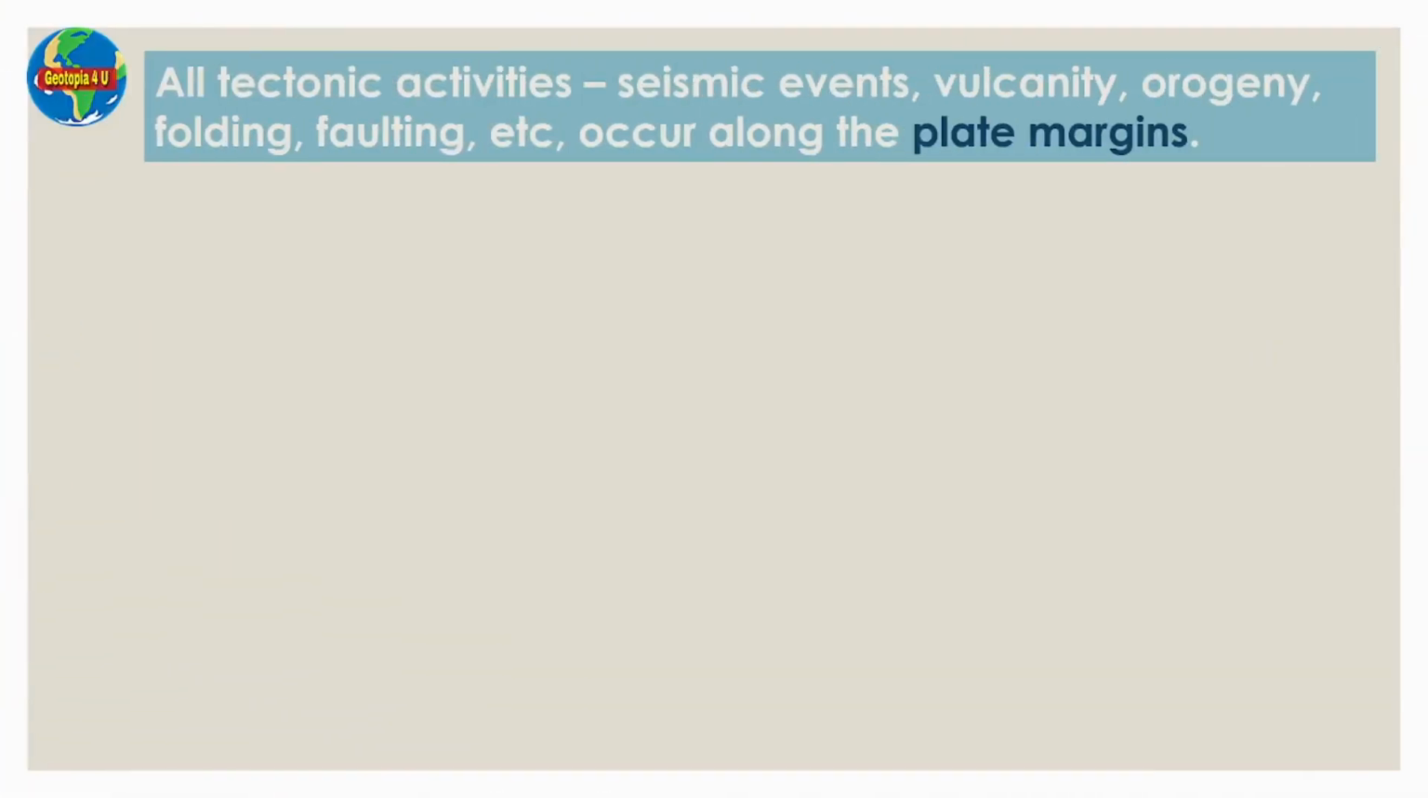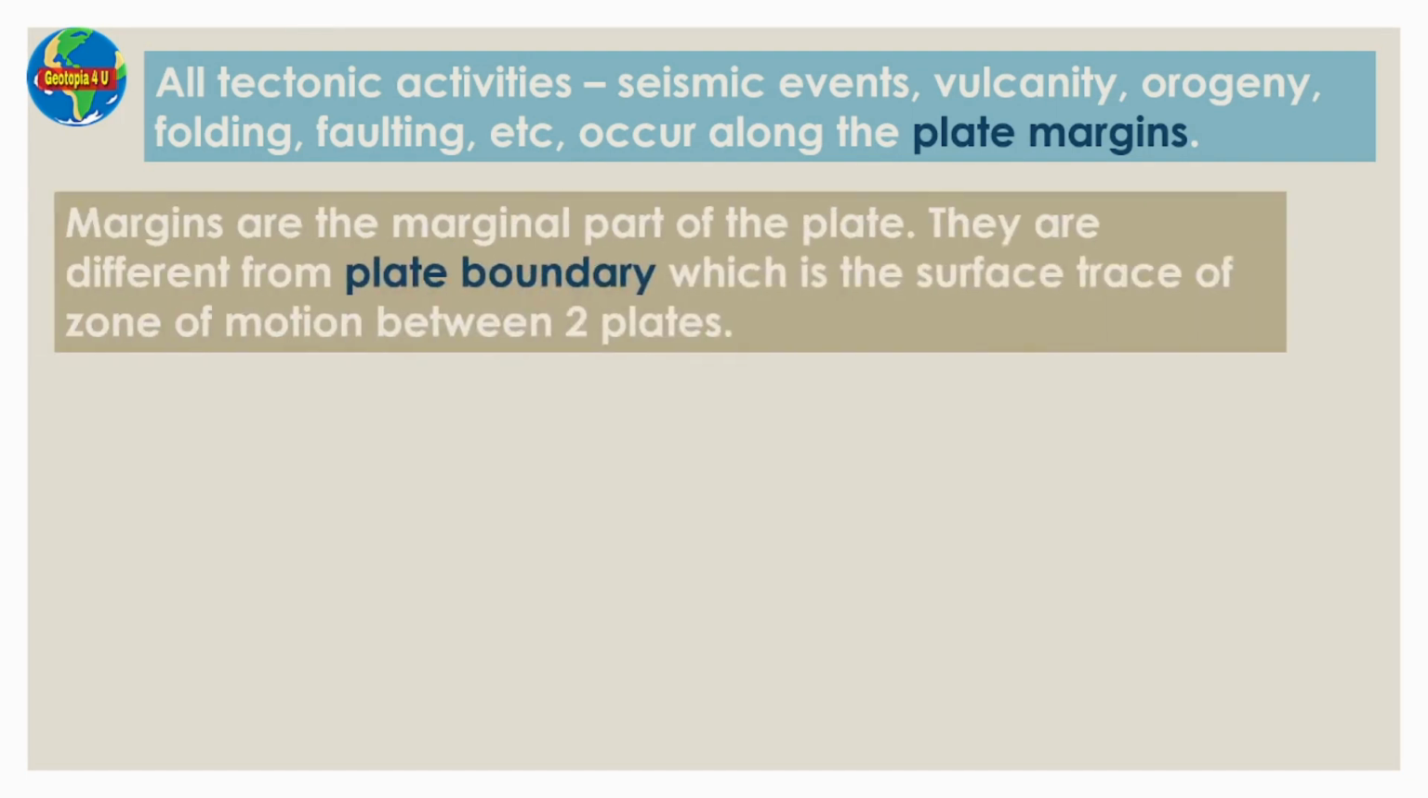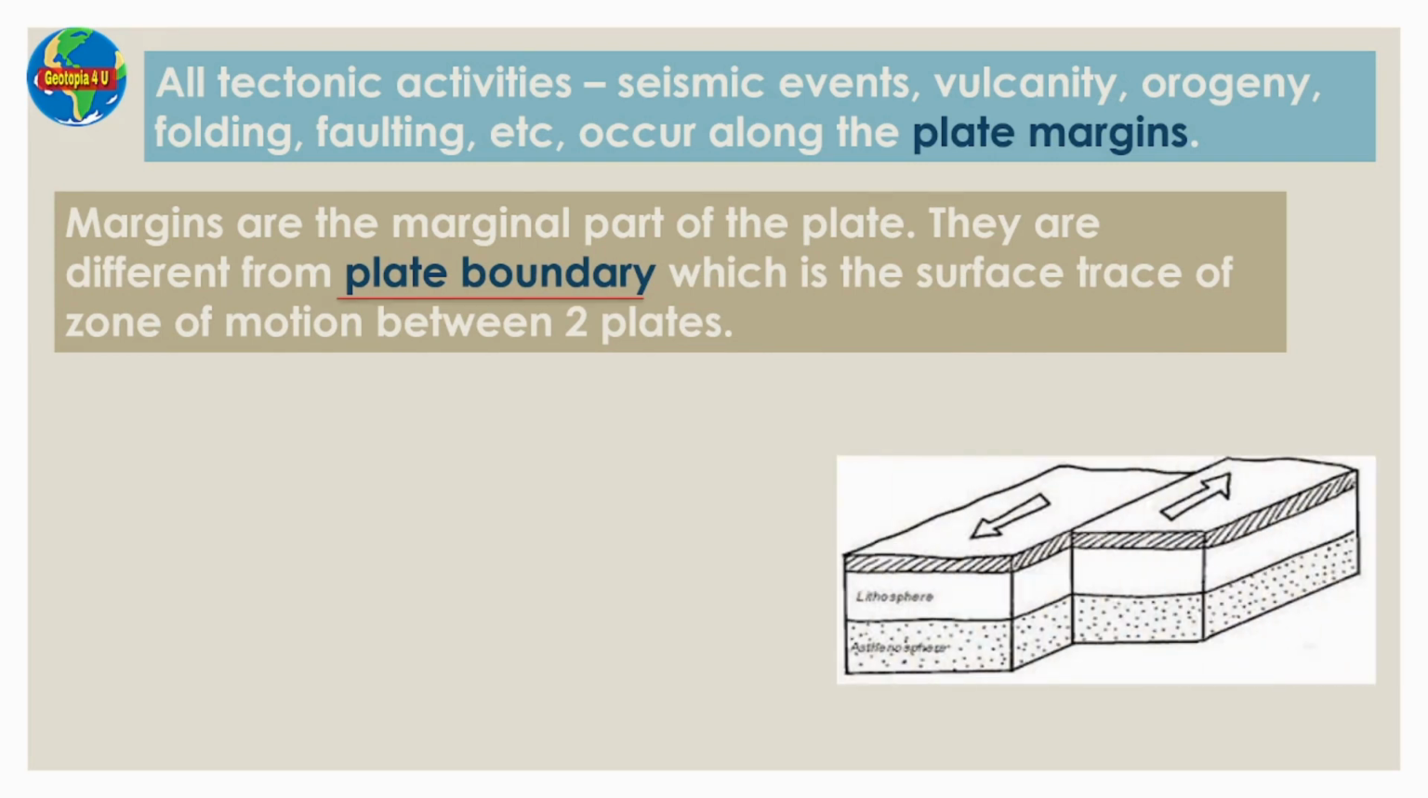All tectonic activities like seismic events, volcanicity, orogeny, folding, faulting, etc. occur along the plate margins. Margins are the marginal part of the plate. They are different from plate boundary, which is the surface trace of the zone of motion between two plates. In this picture, you can see what a plate boundary looks like.